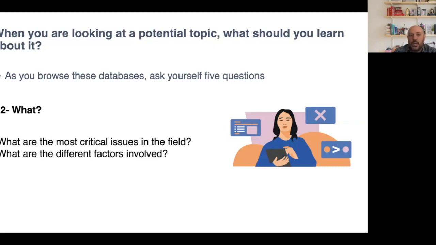What are the important topics that you can research that NIH will support? These are also very important: what is the most critical issue in the field that you are interested in and can focus on? What are the different factors involved in that topic? For example, I gave you an example of a swimming pool, where all the factors would be important.